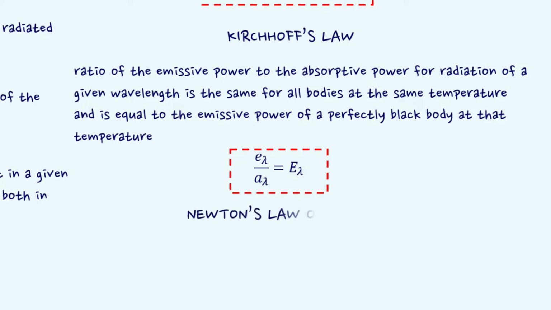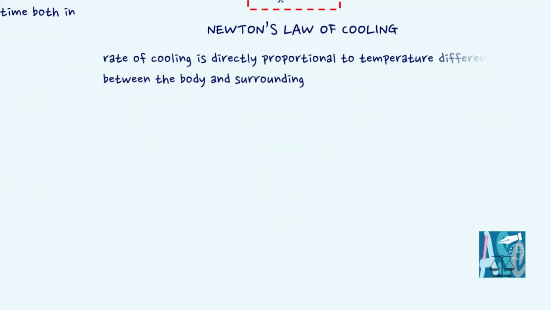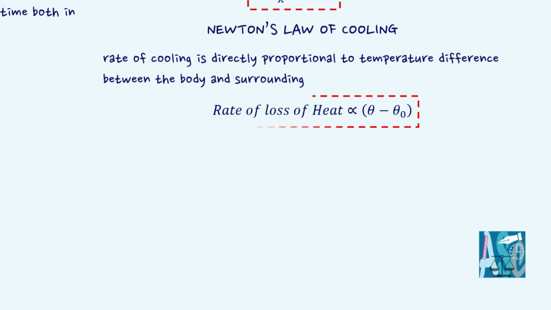Newton's law of cooling applies when a body is cooling under condition of natural convection and the temperature difference between the body and the surrounding is small. This law states that under condition of natural convection, the rate of cooling is directly proportional to the temperature difference between the body and the surrounding, provided the temperature difference is small, that is less than 30 degrees Celsius. Therefore, rate of cooling is directly proportional to theta minus theta 0.